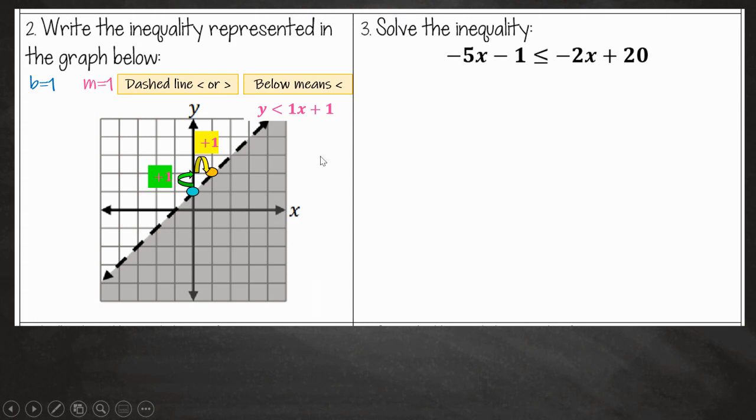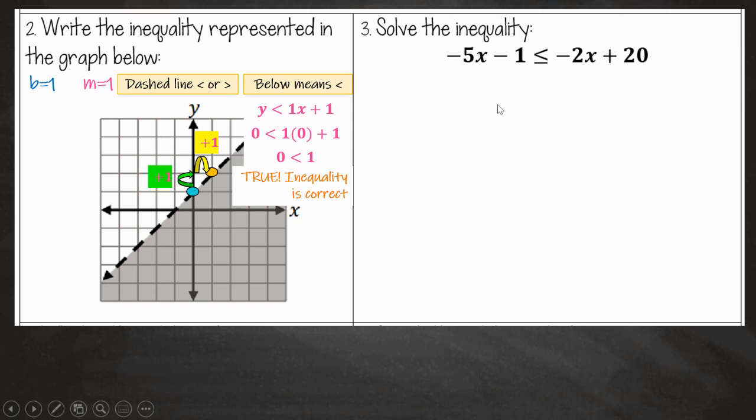If we want to test to see if this is true, we can use our test point, which is 0, 0. So we plug in 0 for our y and 0 for our x. And when we do that, we notice that 0 is in fact less than 1. So we did shade the correct side and write the correct equation.